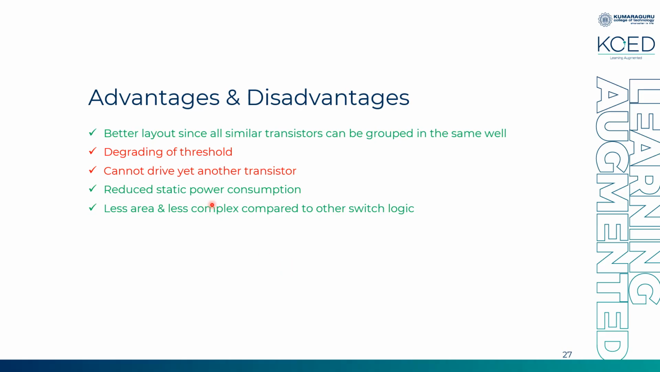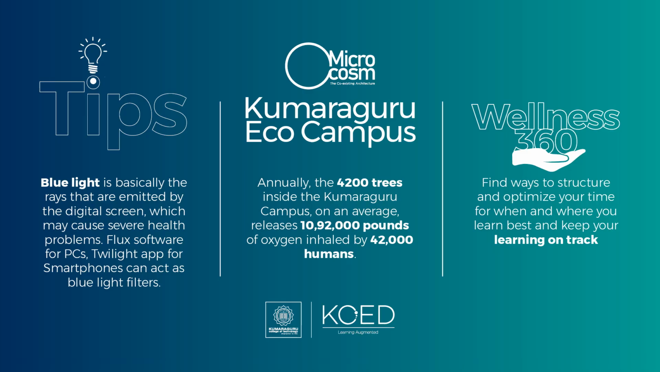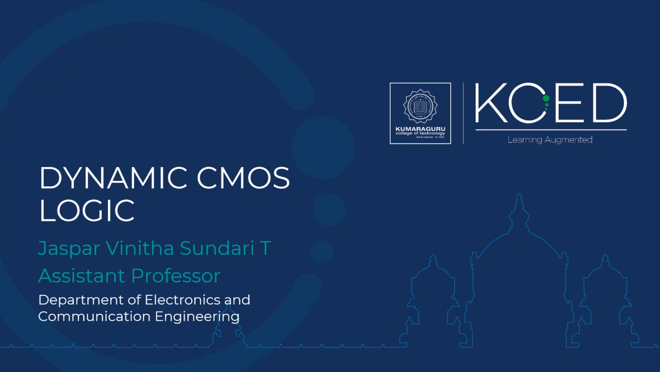in fab. And what is the disadvantage? You have VT effect, that is degrading of threshold. Because of this VT effect, you cannot use a pass transistor to drive more than one or two pass transistors. So it is limited to very small logic designs. So that's all about your pass transistor.